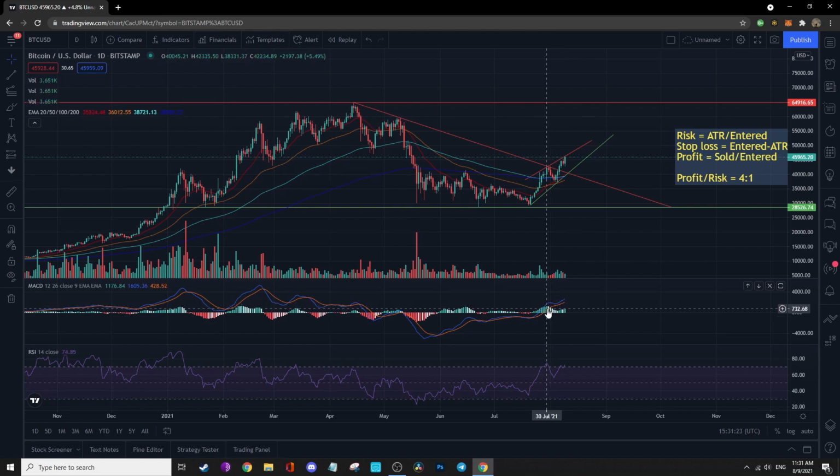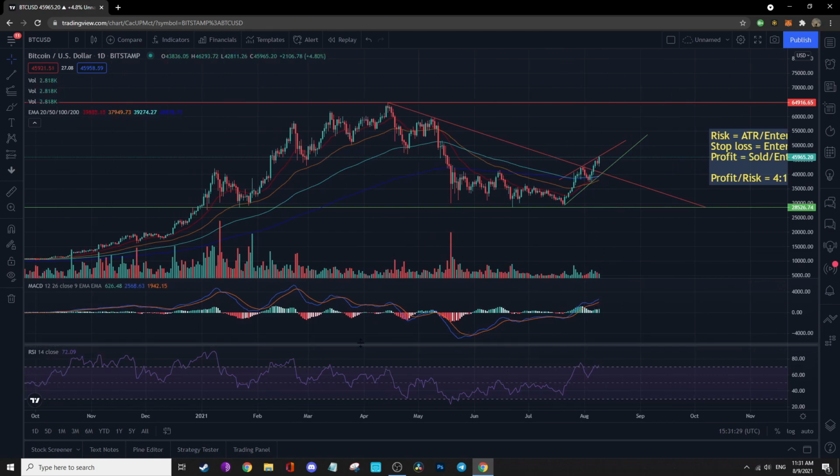So yeah, now if the MACD line crosses below the signal line, that's a sell indicator. That means the price is probably moving downwards. So let's look at some good examples of this.